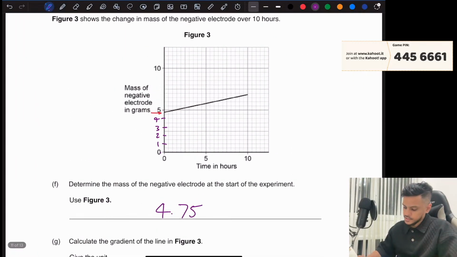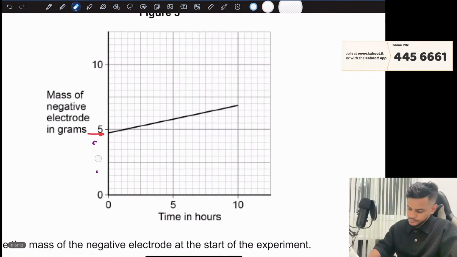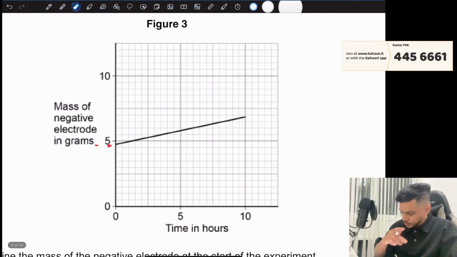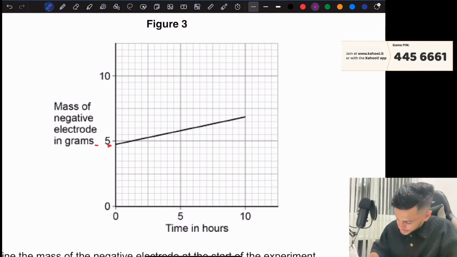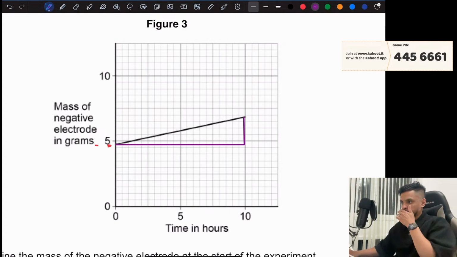How do we calculate gradient, guys? Change in y over change in x. Let's give that a shot. So we just read that that was 4.75. So let's go from that. Let's make a triangle. Go all the way across, and then all the way up.